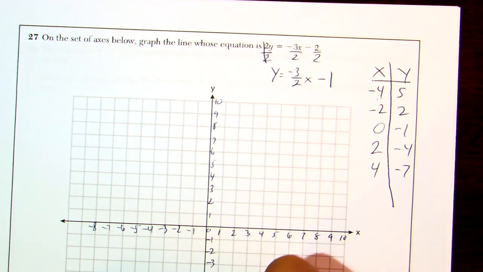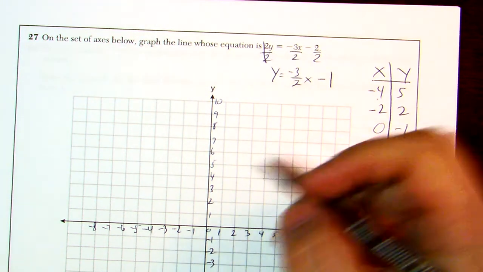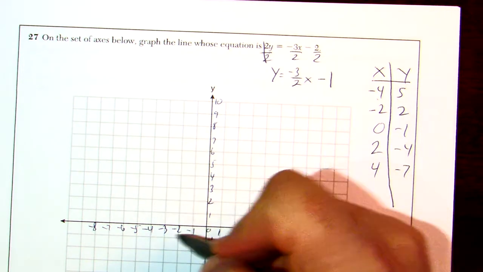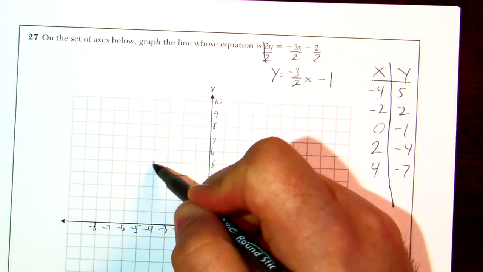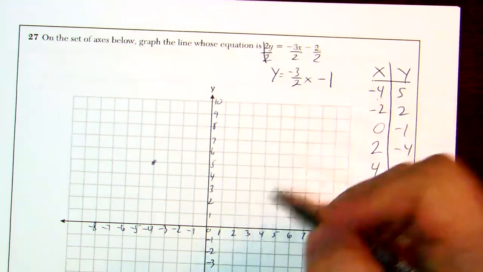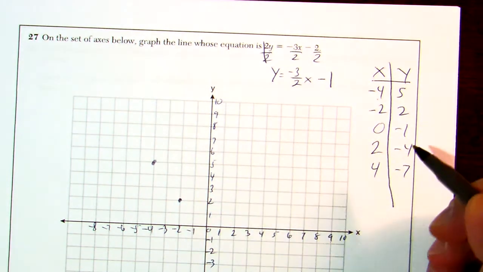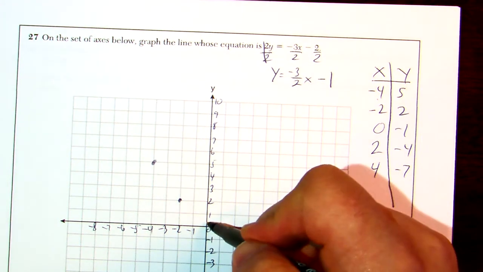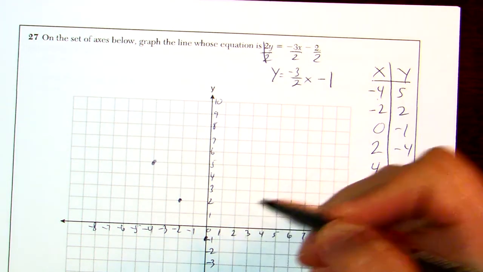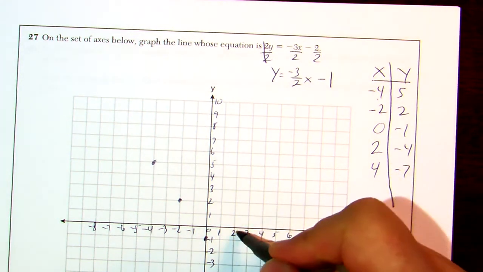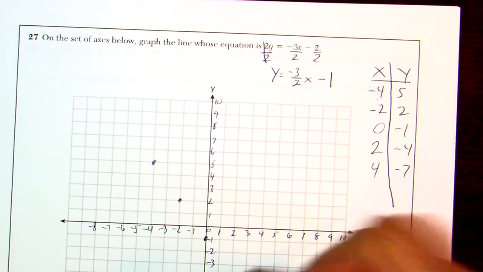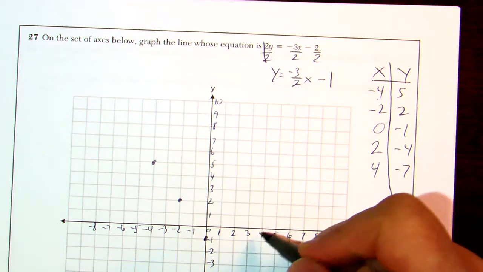So our first point is going to be at negative 4, 5. So here's negative 4, 5. Next point, negative 2, 2. So negative 2, 2. 0, negative 1. 2, negative 4. 4, negative 7.